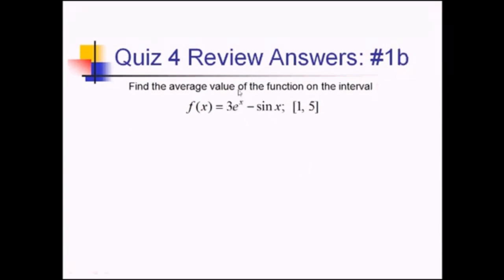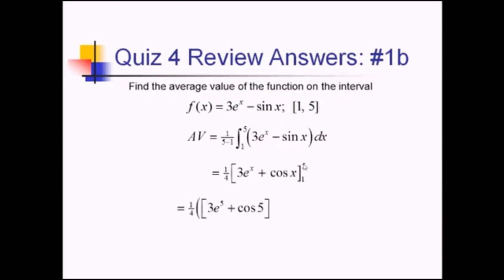For this problem, we want the average value of this transcendental function from 1 to 5. So I'm going to have 1 over b minus a, which is 5 minus 1, times the integral from 1 to 5 of 3e to the x minus sine of x dx. And taking my antiderivative, well, I've got a 1/4 here, but now taking my antiderivative, I've got 3e to the x, and then antiderivative of negative sine of x is positive cosine of x. Evaluating that from 1 to 5 now, we have 1/4 times all of this stuff with 5 plugged in, minus all of this stuff with 1 plugged in.